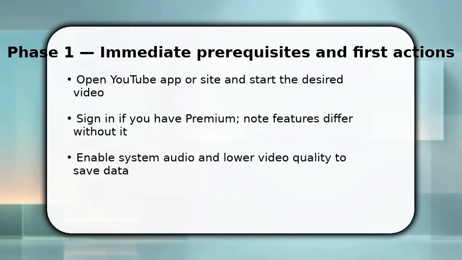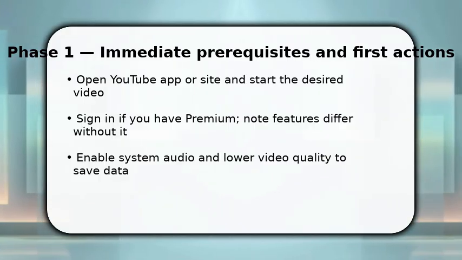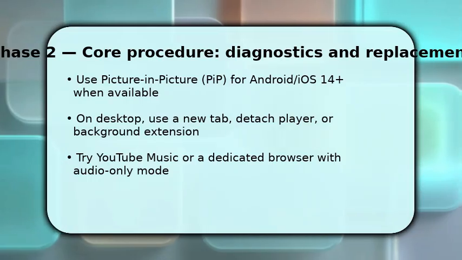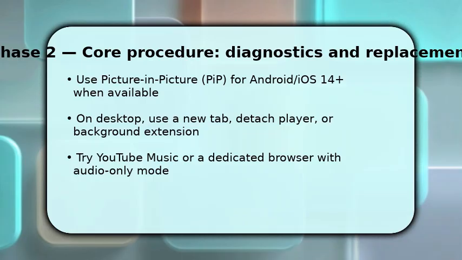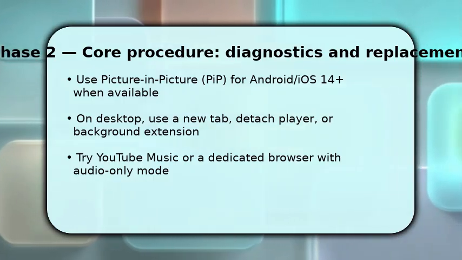Now, prepare the control actions you'll use next so you don't lose audio when switching apps. Once the video plays, switch methods depending on device. On Android, tap Home to trigger picture-in-picture. On iOS, enable Pi-P in settings and swipe up or press Home. On desktop, open a new tab and use the browser's media controls or pop the video into a separate window.